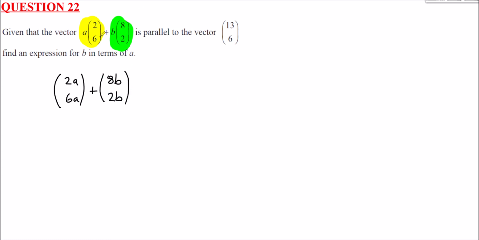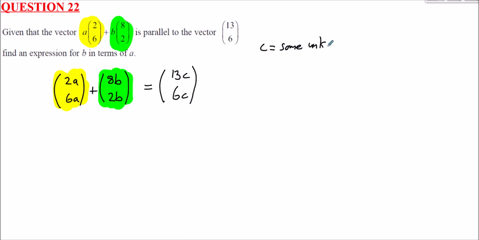So in other words, this vector plus that one must equal some multiple of the other one. So whatever you want to call the other one, I'm just going to call it another letter. So this is A and B, and we're going to call this C. 13 times C, 6C. C is just some unknown number.